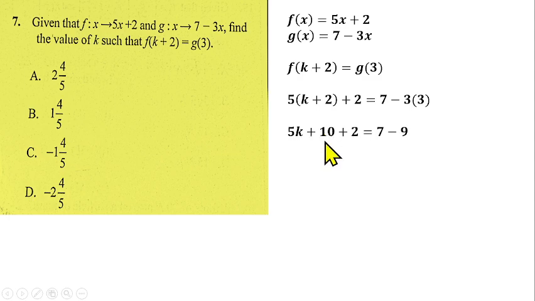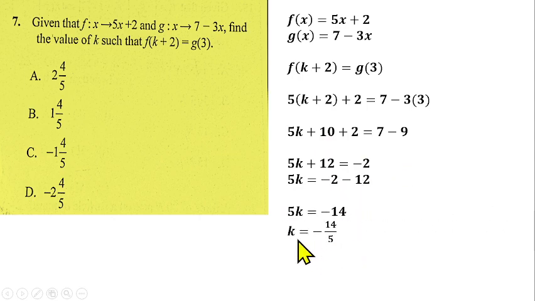Simplify further, you have 5k plus 10 plus 2 equals 7 minus 9. So 5k plus 12 equals minus 2. 5k equals minus 2 minus 12. That gives us 5k equals minus 14. Divide both sides by 5, k will be equal to minus 14 over 5. And that should be minus 2 and 4 over 5, which is option D.